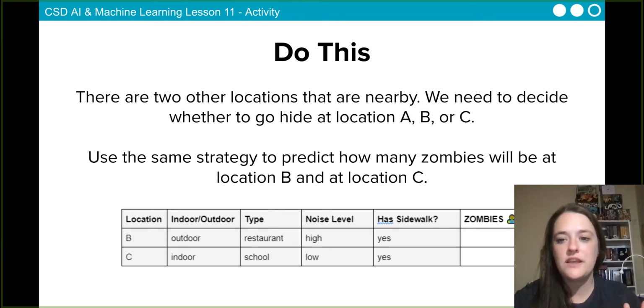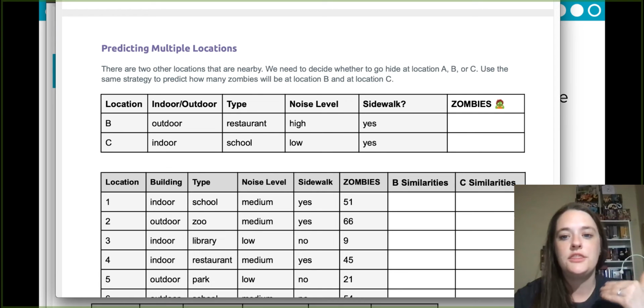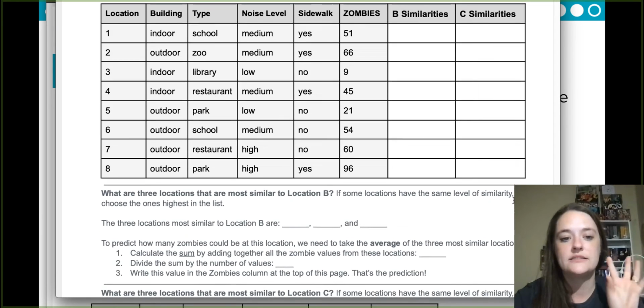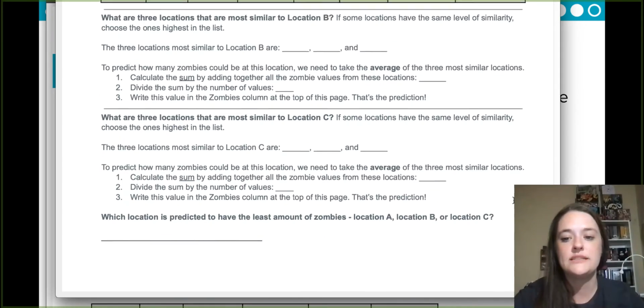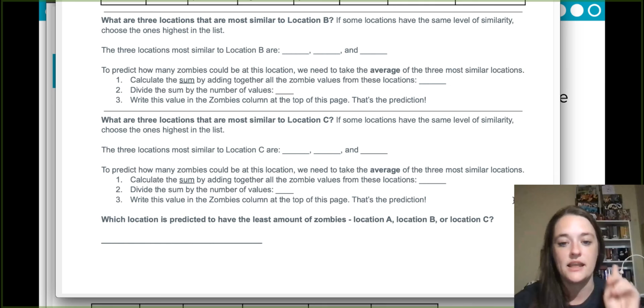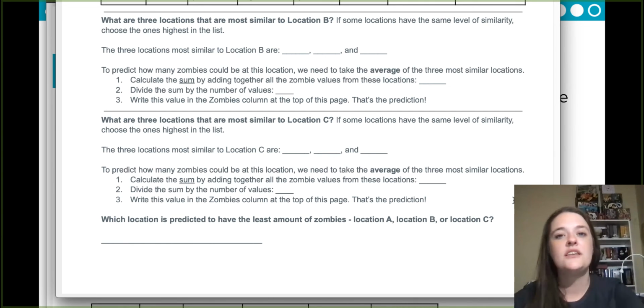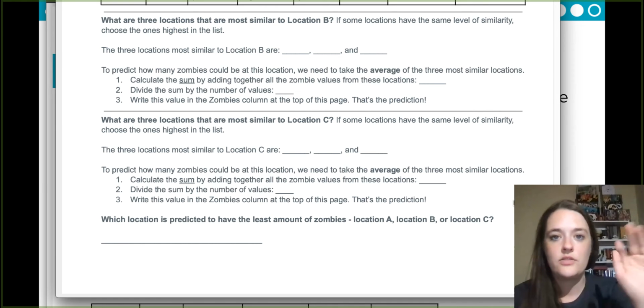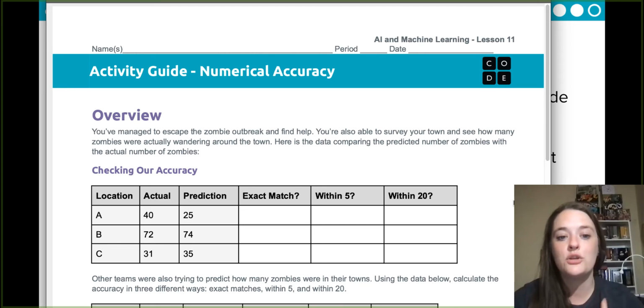So pause the video if you have not finished this activity guide, the zombies activity guide. You've got to finish all the way down to the end of page 3 and let us come to a conclusion about where we should be hiding at location A, location B, or location C. Okay? The next thing, pause the video and finish that if you haven't. The next thing that we need to look at is our numerical accuracy. Okay?